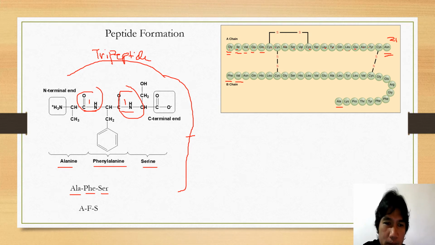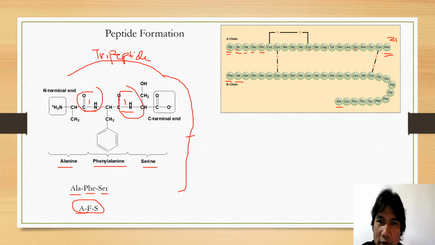Okay, however, we can also use the 1-letter or single letter abbreviation for each. Say for example, for ALA you have A, and then phenylalanine is F, and serine is S. Usually, we use the single letter abbreviation if the protein is very large.